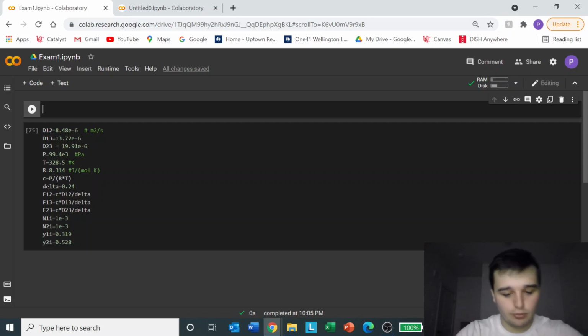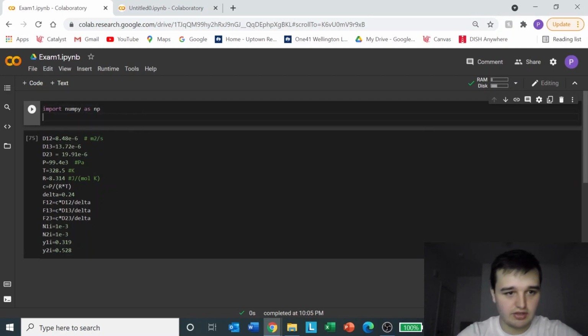So we're going to start with the most basic way, and that is to import the tools that we need to solve this problem. We're going to import NumPy as np, which is a standard abbreviation of Numerical Python, a big catalog of mathematical tools that help you solve problems like this.